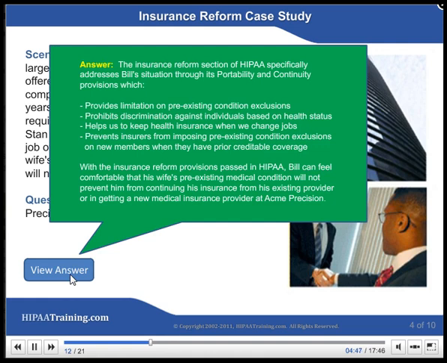Answer. The Insurance Reform section of HIPAA specifically addresses Bill's situation through its portability and continuity provisions, which provide limitations on pre-existing condition exclusions, prohibit discrimination against individuals based on health status, help us to keep health insurance when we change jobs, and prevent insurers from imposing pre-existing condition exclusions on new members when they have prior creditable coverage. With the insurance reform provisions passed in HIPAA, Bill can feel comfortable that his wife's pre-existing medical condition will not prevent him from continuing his insurance from his existing provider or in getting a new medical insurance provider at Acme Precision.